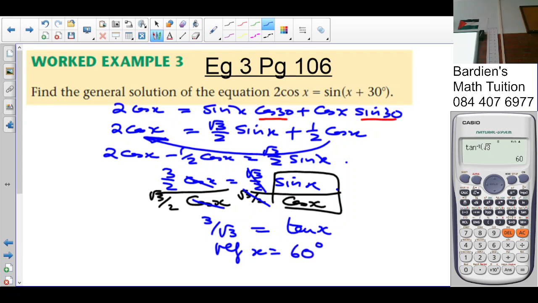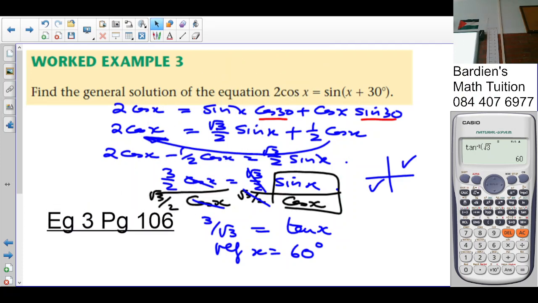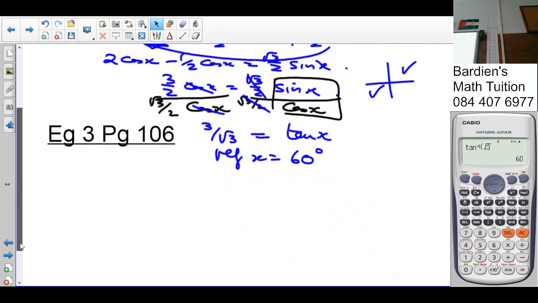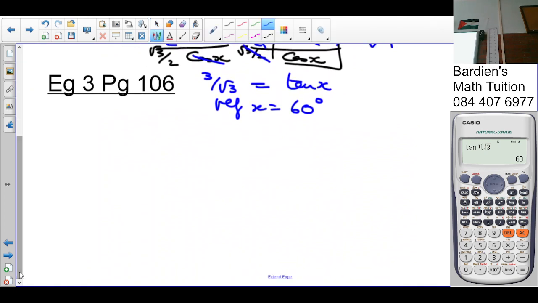And what's the question that should come to mind? In which quadrants is tan positive? 1 and 3. This covers quadrant 1. With quadrant 1, it's just going to be x is equal to 60 plus k times 180, where k is an element of integers. If you're going to represent it in quadrant 3 as well, it's going to be x is equal to 180 plus 60, which is 240, plus k times 180.